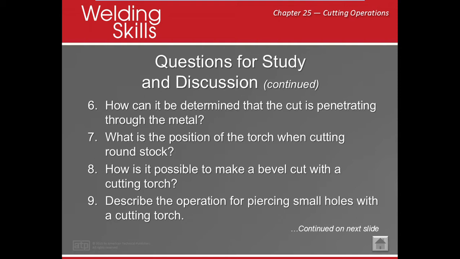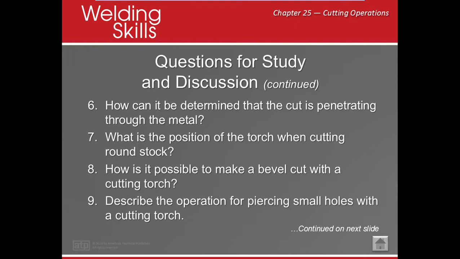What is the position of the torch when we cut round stock? Well, to cut round stock, start to cut at 90 degrees from the top edge, keep it in a vertical position, and gradually lift it to follow the circular outline of the bar. Maintain the position of the torch when you go down to the opposite side, but we don't have to turn it to go around it. We just want to keep it up and down.